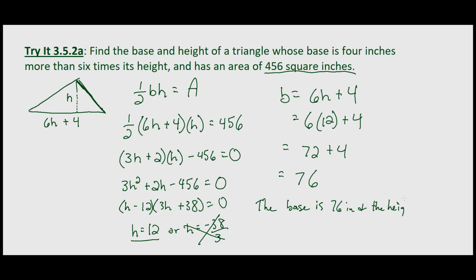and the height is 12 inches. And this is easily checked by substituting back into the formula for area. So we'll check by area equals 1/2 times 76 times 12. That equals 38 times 12, which does indeed equal 456 square inches. Verifying that our base is 76 inches and our height is 12 inches.